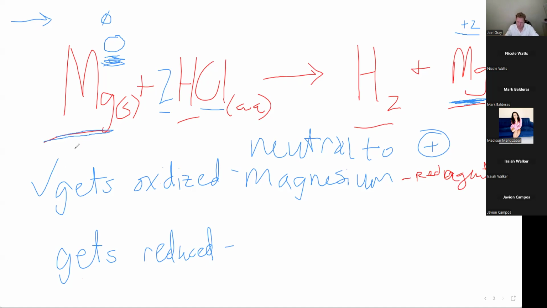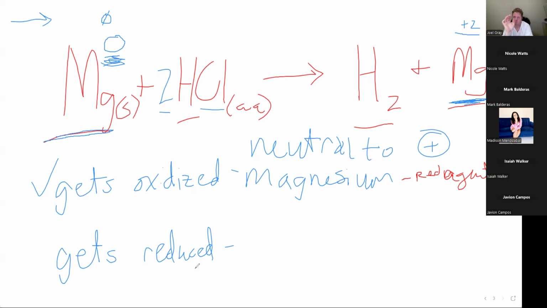Okay, now the trickier part is what gets reduced. Well, in this case, we can't really say, oh, well, it's HCl that gets reduced because HCl is a compound. So a compound is unlikely to get reduced, but instead the parts of that compound or one of the parts of that compound are what are going to get reduced. For example, we have H and we have Cl. Now, we did a calculation earlier and we figured out that the charge of Cl is -1.